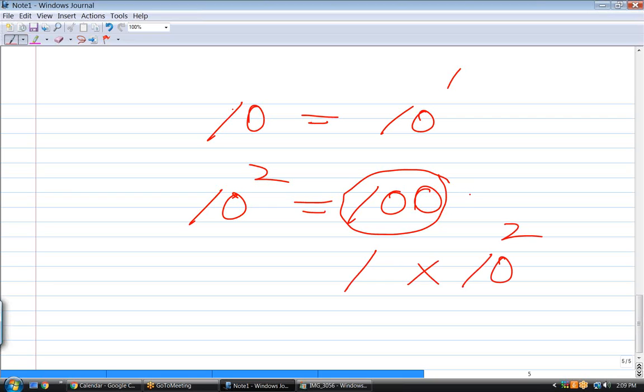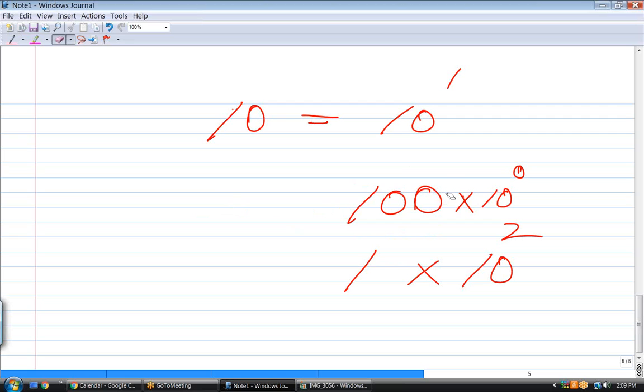It's actually currently 1 times 10 to the 0. Anything to the 0 is 1. So let's look at this number right here. 100 is actually 100 times 10 to the 0 power. So if I want to move my decimal point 2 places to the left, then I have to add 2 to the exponent. So 100 times 10 to the 0 becomes 1 times 10 squared.